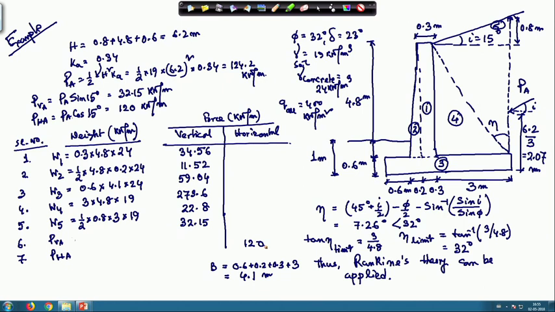So, next we have to take the moment. Okay. So, now if I take the summation of all these vertical forces, if I add all these forces, then this is coming out to be 433.67 kilonewton per meter, and the summation of all horizontal forces is 120 kilonewton per meter. Okay. So, the force table is done.